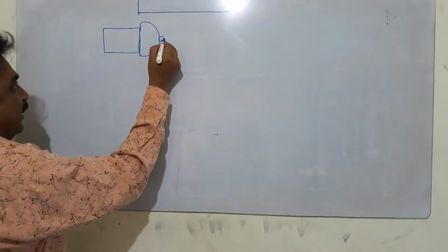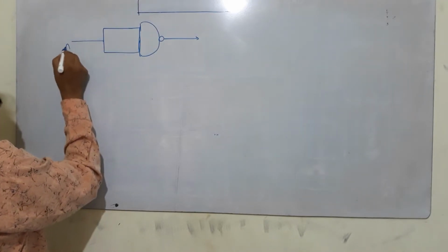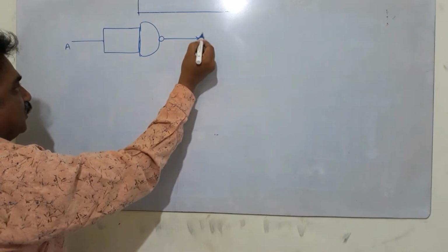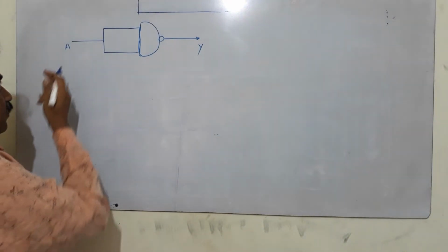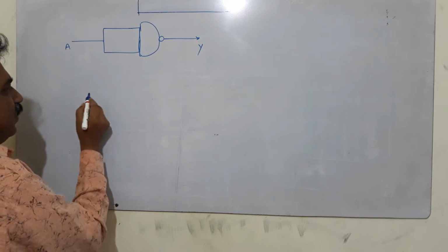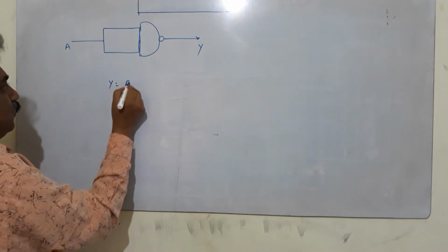This NAND gate is given only one input. This is output y. For this, the output y is equal to a bar.